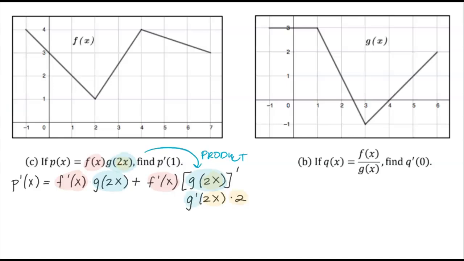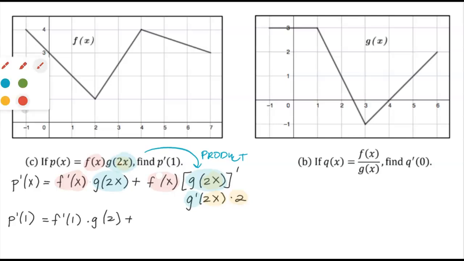I won't rewrite the whole thing because I want to be mindful of how much space I have. So if we're finding p prime of 1, this is going to be f prime of 1 times g of 2, right? 2 times 1 is just 2. Plus, oh, did I put a prime on that and no one yelled at me? I'm sure you were all yelling at the screen. I said it right, and then I just wrote the wrong thing. This is how I roll. All right, so then we have f of 1 times g prime of 2 times 2.